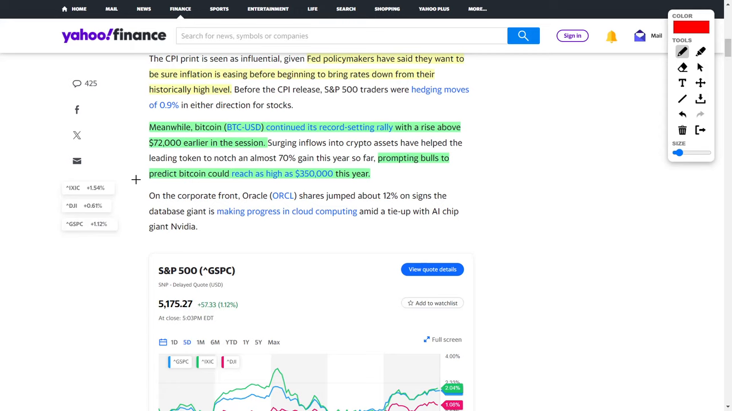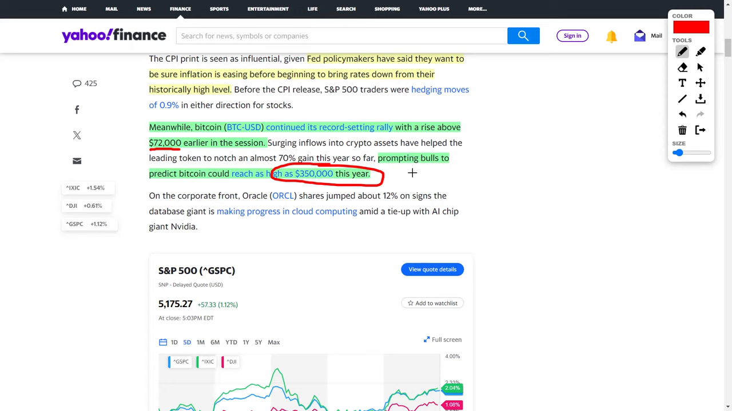Meanwhile, in cryptocurrency news, you should know that Bitcoin reached a new record high by going above $72,000 per BTC. So this is very exciting news. However, I do have a problem with this, and it's when bullish investors who are very positive on Bitcoin are predicting that it could surge as high as $350,000 per BTC this year.